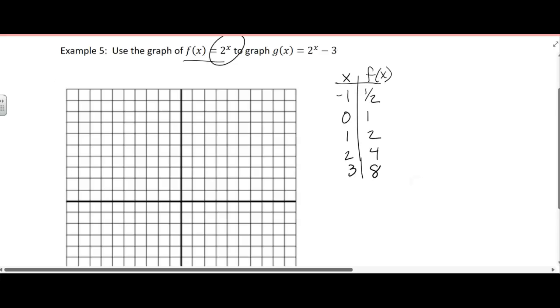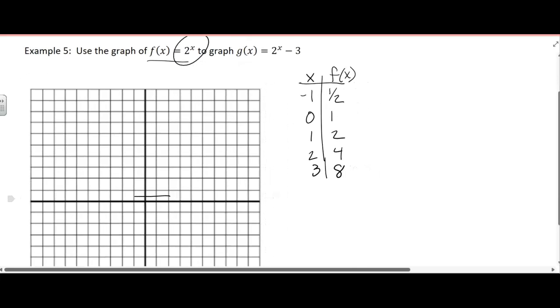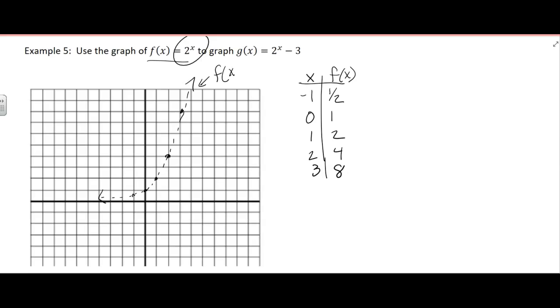Okay, so -1, 1/2. Oops, darn it. Let's get rid of that. All right, -1, 1/2. It moved on me. 0, 1, 1, 2, 2, 4, and 3, 8. Okay, so again, I'll try to dot it here so it doesn't get mixed up with our real graph, g of x. So this is f of x right here.